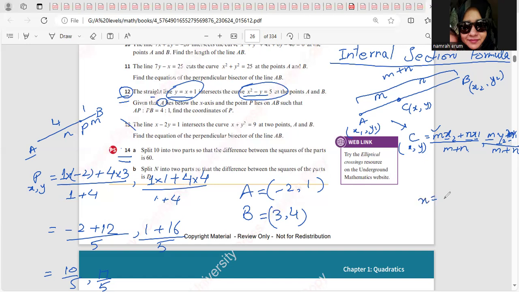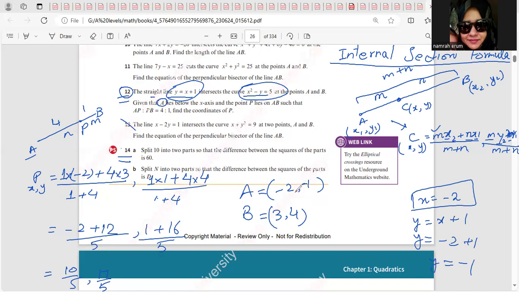When x is equal to -2, y is equal to, which question's coordinate? Okay, sorry, yeah. y is equal to x plus 1, right? So y is equal to -2 plus 1. y is equal to -1, right? So -2, -1. The minus sign is missing over here.